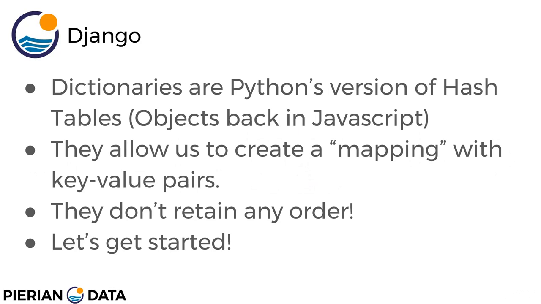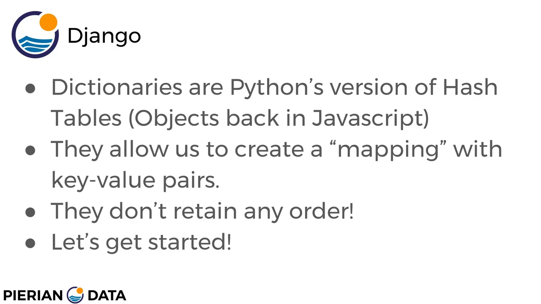Dictionaries are Python's version of hash tables, and back when we were working with JavaScript, these were known as objects. And again, they allow us to create a mapping of key-value pairs. Something to really note about dictionaries is that they do not retain any order. They only have a key-value pair system. Let's get started learning about the most important aspects of Python dictionaries.